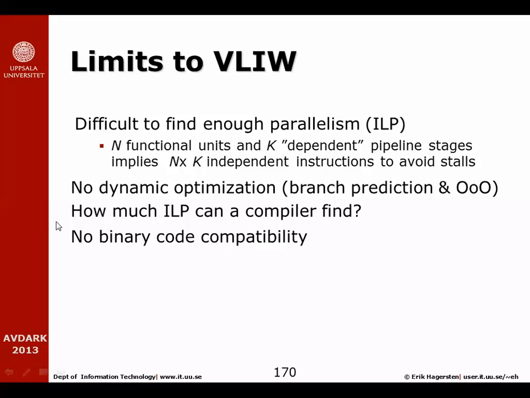Another drawback is that you don't have any binary code compatibility, because the compiler will produce a bundle. In the previous example, it was a bundle of 5 instructions that can be issued at the same time. If you can't find any useful work, you will simply issue a no-op operation. Then in the next generation, maybe you decide to make a 6-way VLIW implementation. That means the first code, which only has a bundle of 5, is not compatible with the new implementation with a width of 6. And that is a problem you don't have in the superscalar.